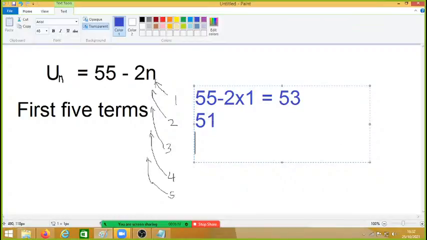So this is basic stuff, so hopefully you're comfortable with that. I'll do the next 2, and you can do the last one. 55 take away 2 times 4 now.